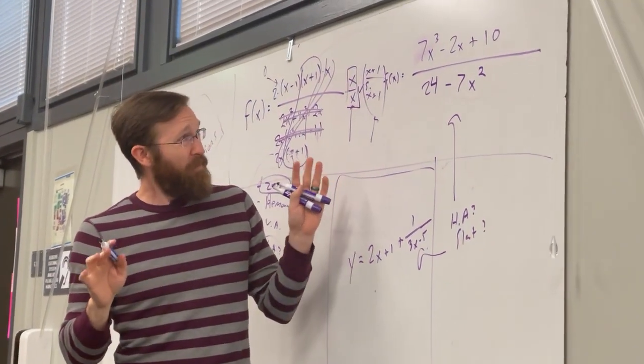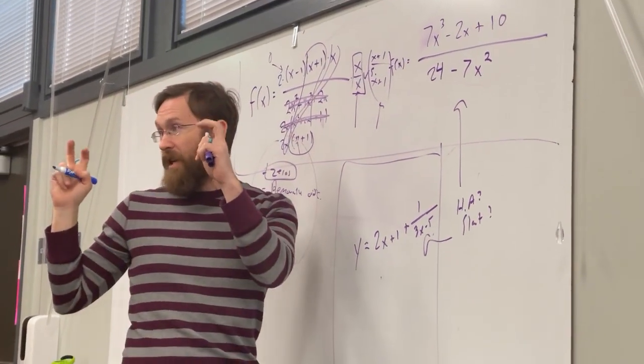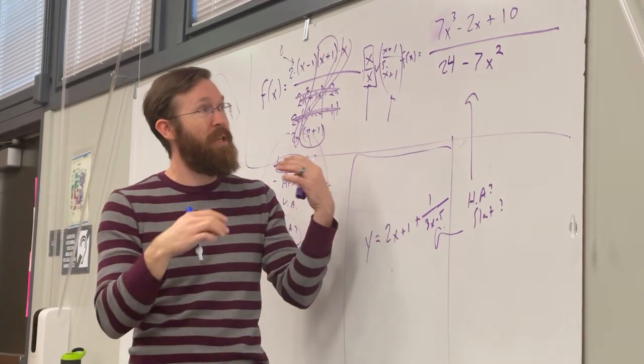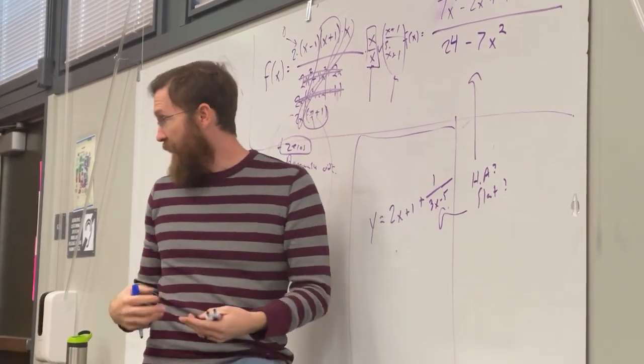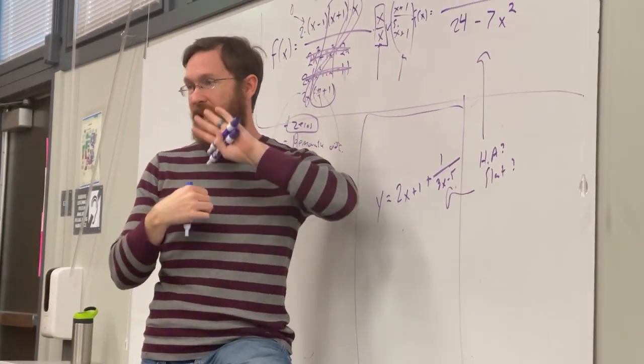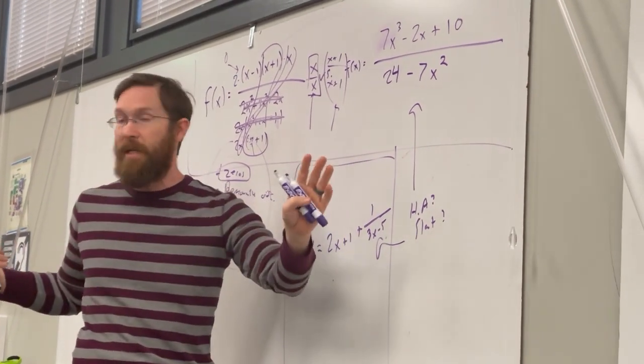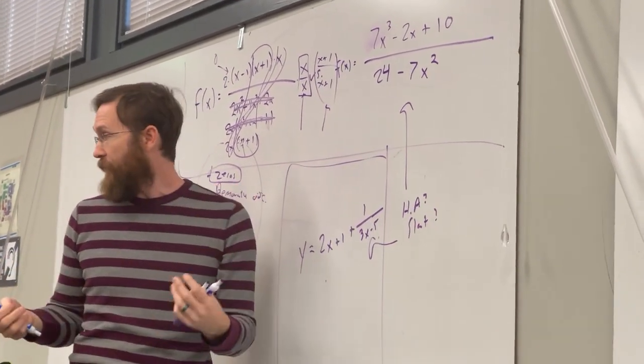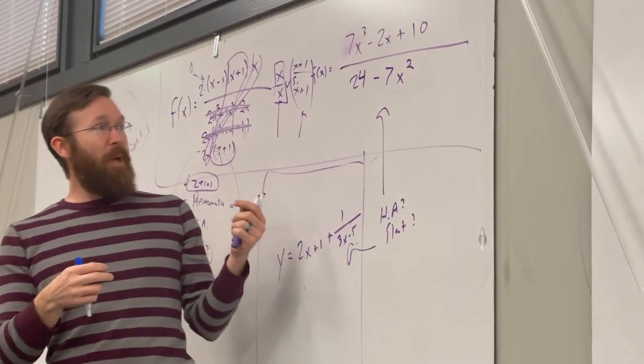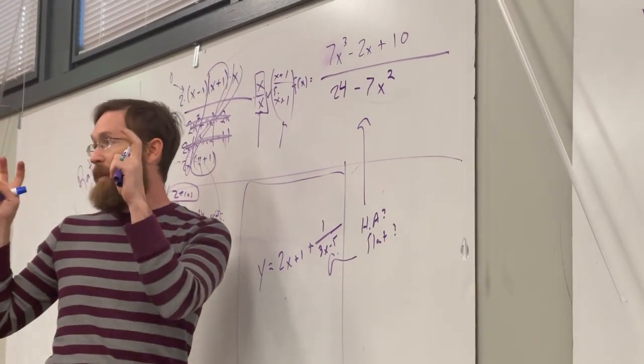Okay, so that was the so-called atomic theory of rational functions. We also thought about end behavior. End behavior is what happens as x approaches infinity or negative infinity. And we had several ways of thinking about this. One way of thinking about this was in terms of dominating terms.